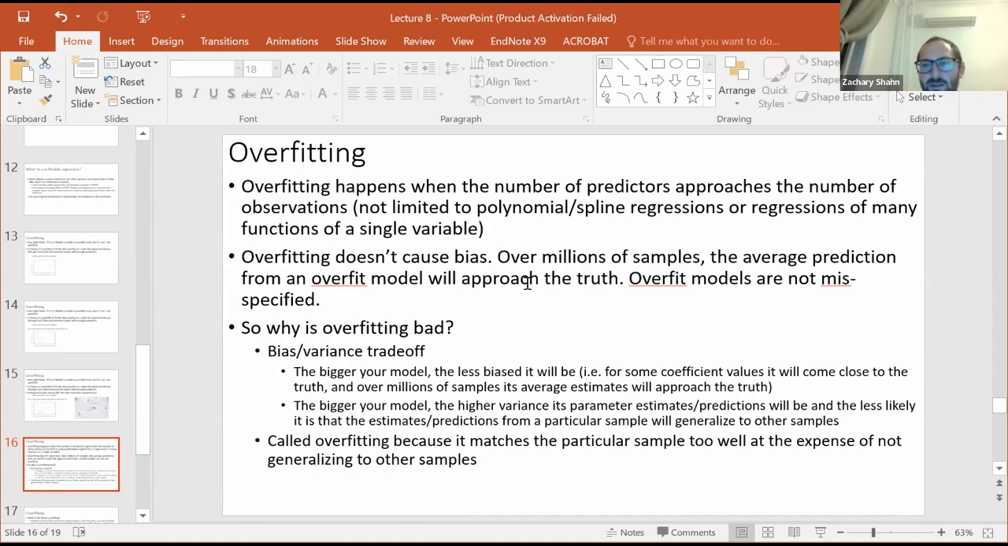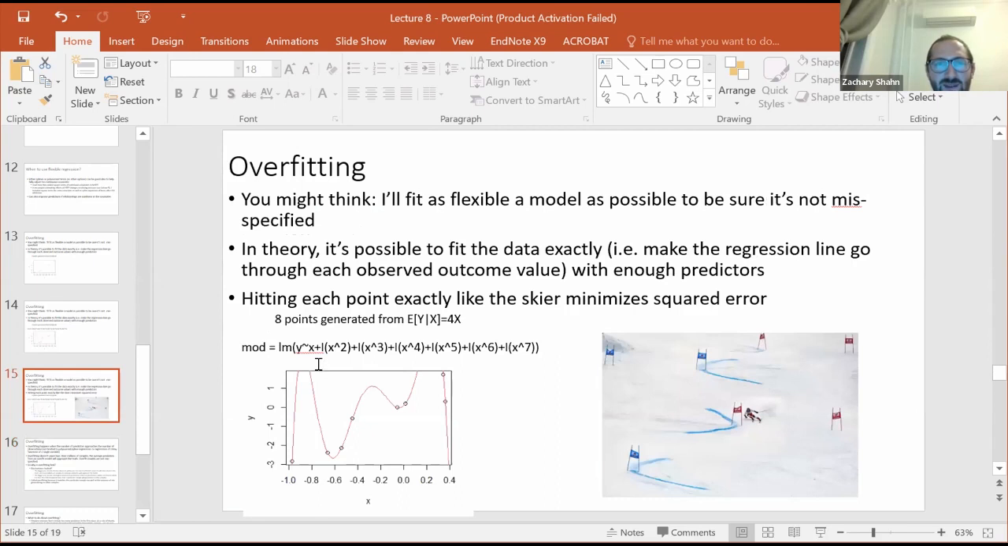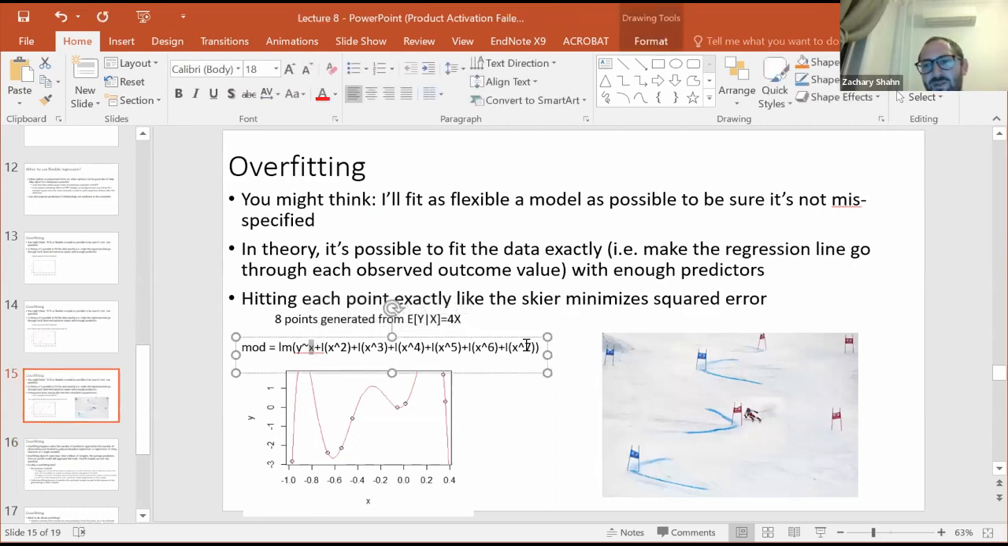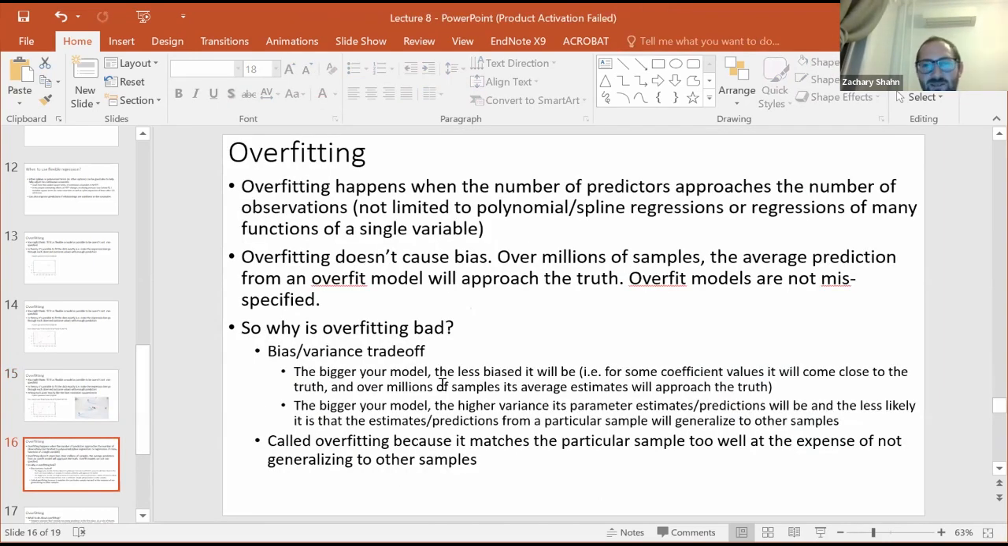The bigger your model, like the more predictors you have, the less biased it will be. That means for some coefficient values in that model, it will come close to the truth. In this example, the coefficient values 4 for just the x term and 0 for everything else would be the truth of how these data were generated, right? If you have a super flexible model with tons of predictors, for some coefficient values it contains the truth in it somewhere. That's what not biased means, basically.